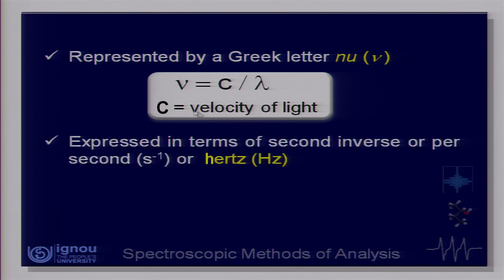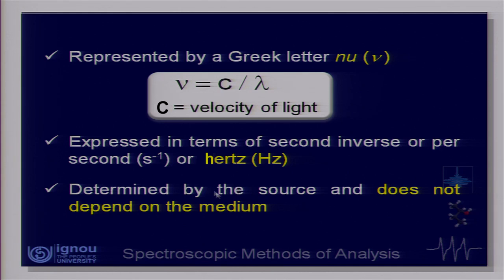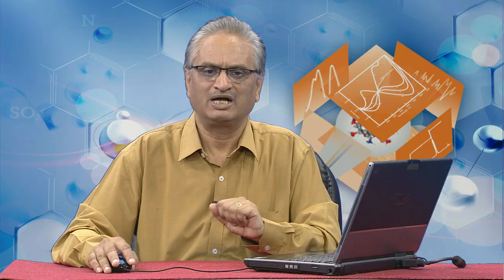Now, the unit for frequency is hertz. Here c is the velocity of light in meters per second, and the unit for lambda, the wavelength, is meter. So, meters cancel and we are left with second inverse. That is the unit, but it has been given a special symbol, Hz, or the name hertz, to honor Hertz, the scientist. Okay. Now, the frequency of a given radiation is determined by the source and it does not depend on the medium. Let us move further and take up an example.